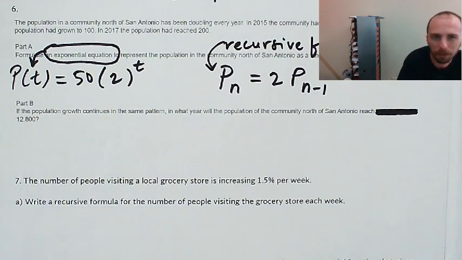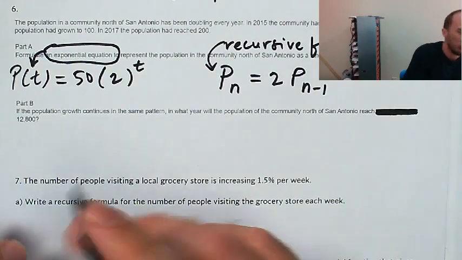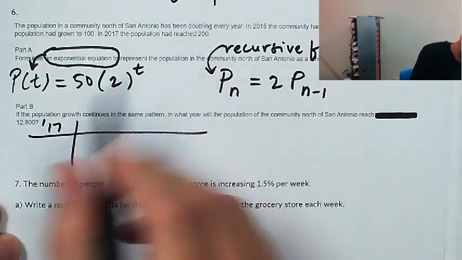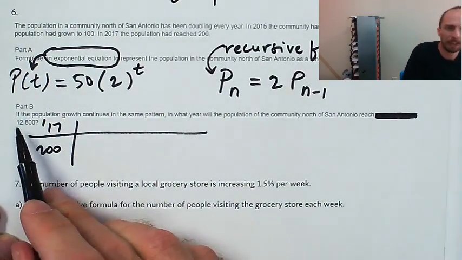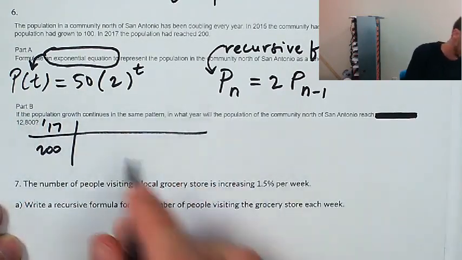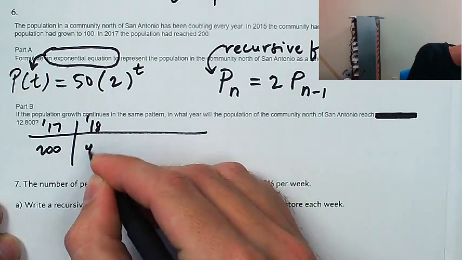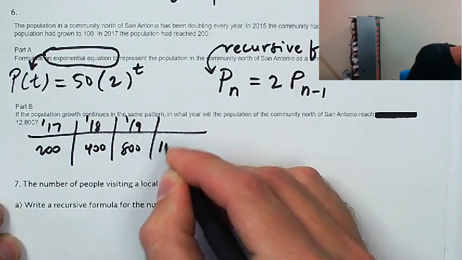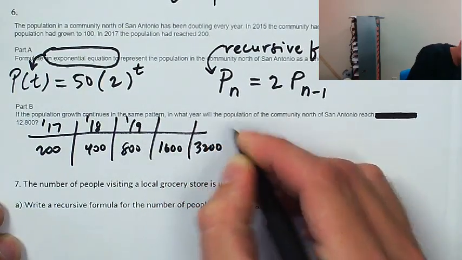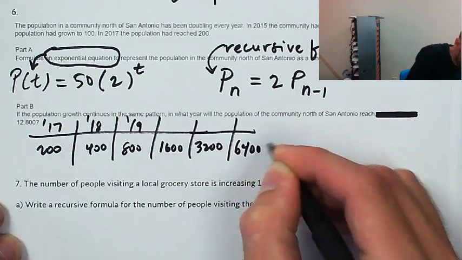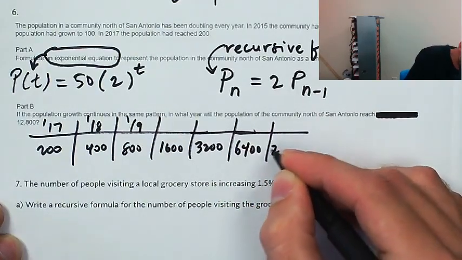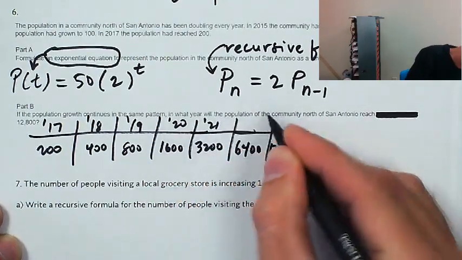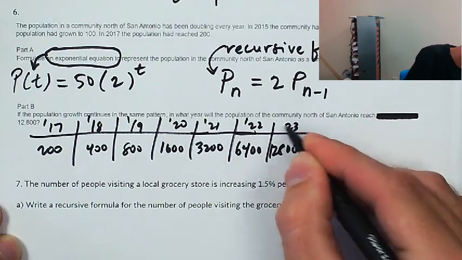Well, I think I'm just going to be able to figure this out, right? Because in 17, it was 200. I'm just going to keep doubling to get to it, because I see it's 128 hundreds. So I think we'll be able to do that. In 18, it was 400. In 19, it's going to be 800. 1,600, 3,200, 6,400, 12,800. Okay, and that's the year. So this would be 2020, 2021, 2022, this year, 2023.